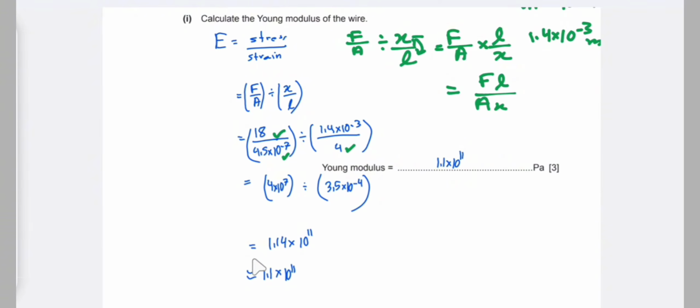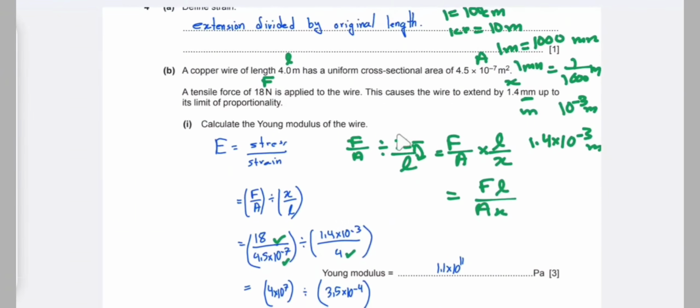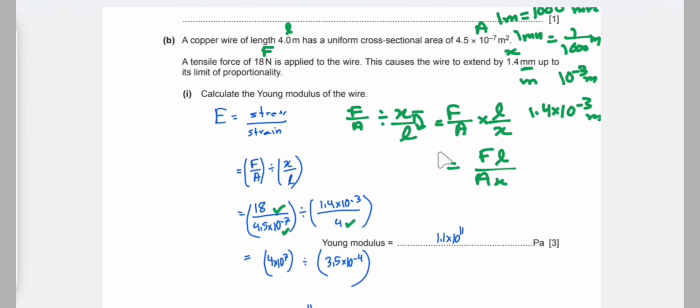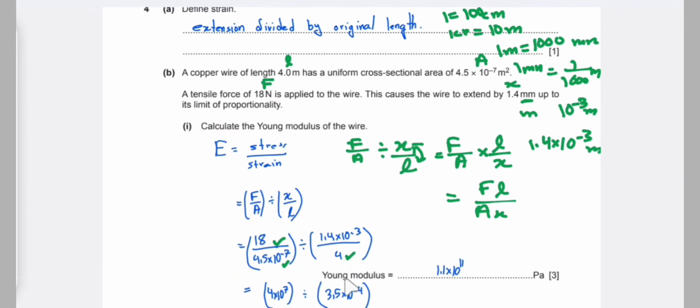So after substituting the value, we get the Young modulus as 1.1 into 10 to the power 11. And you have to also remember that for Young modulus, the extra term, that is 10 to the power 11, comes.